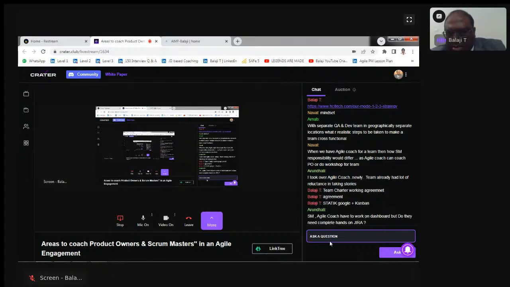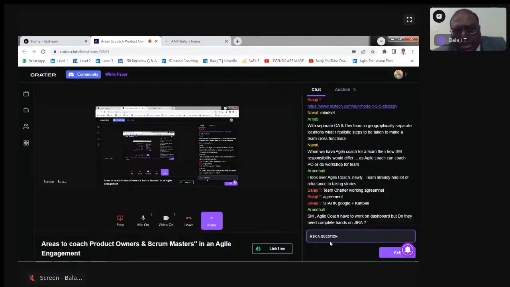Okay, I took over as Agile coach. The new team already had a lot of reluctance in taking stories. Okay, Scrum Master and Agile coach have to work on the dashboard, but do they need to be hands-on with Jira? See, these are very open-ended questions, right? Because these kinds of requirements come from the client. If the client says the Agile coach should also know Jira from a real-time point of view, there is no point in debating whether it is right or wrong.